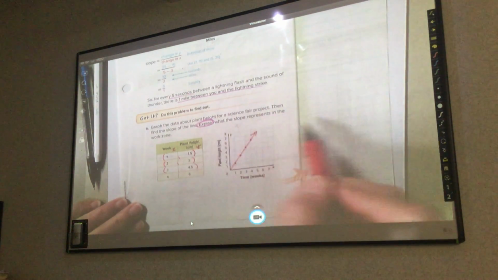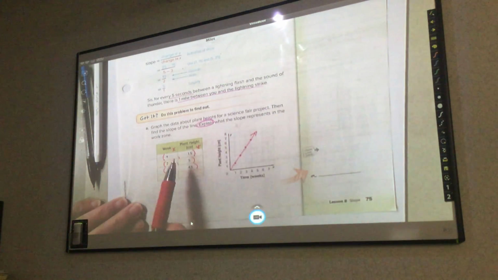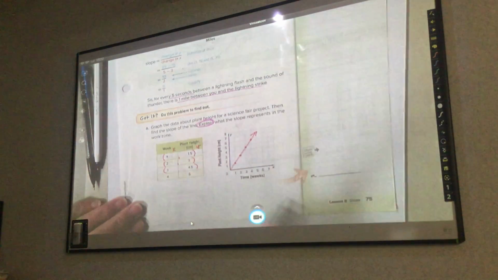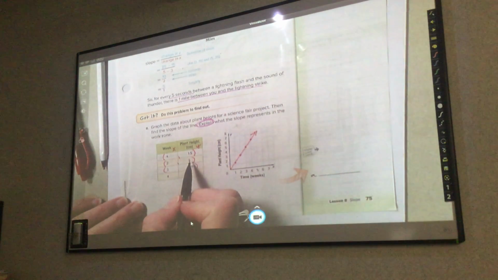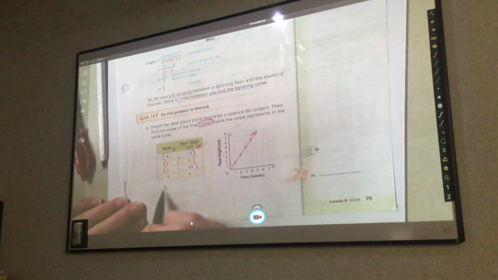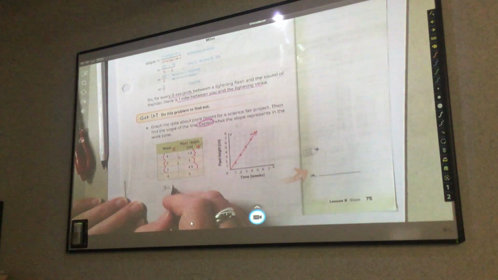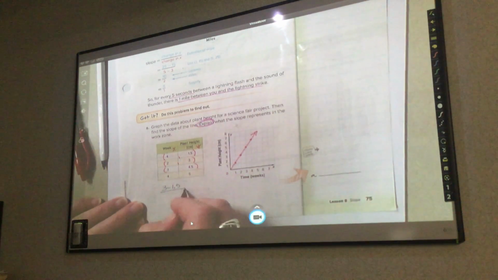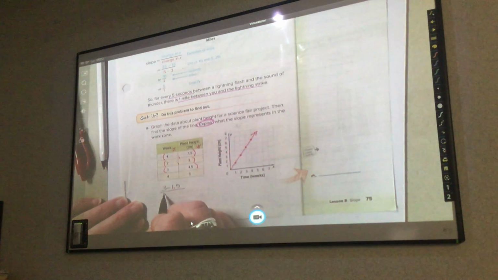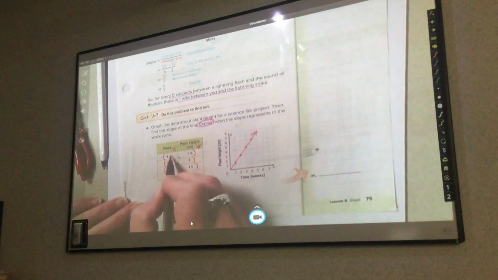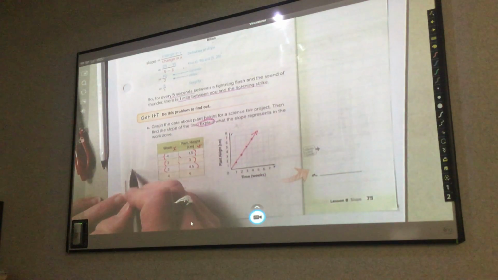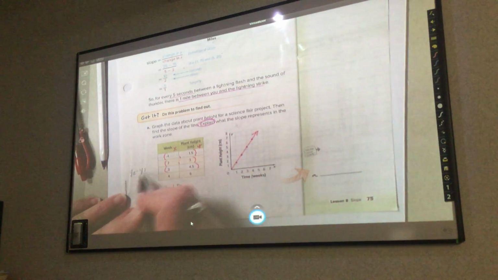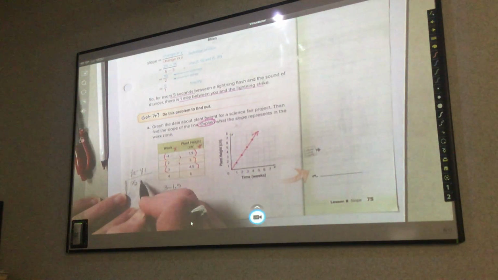So now I need to find the slope. Can I use the points here or here? Does it matter? No. I'm just gonna look at my chart. So y2 is 3, minus y1 is 1.5, over x2 is 2, minus x1 is 1. And we're gonna write it one more time, y2 minus y1 over x2 minus x1.